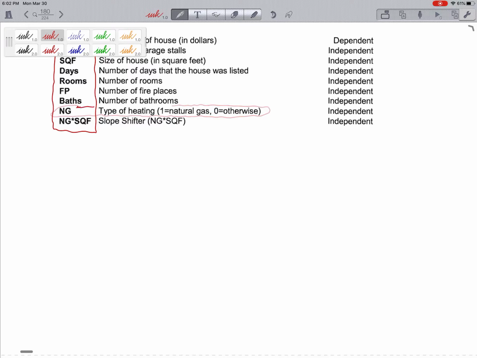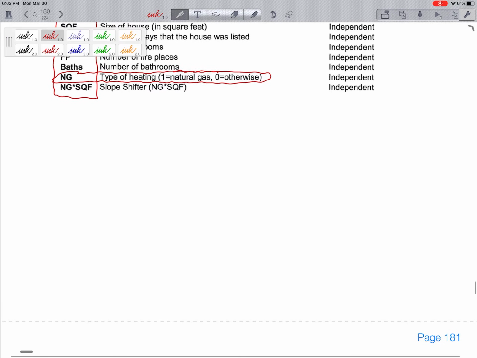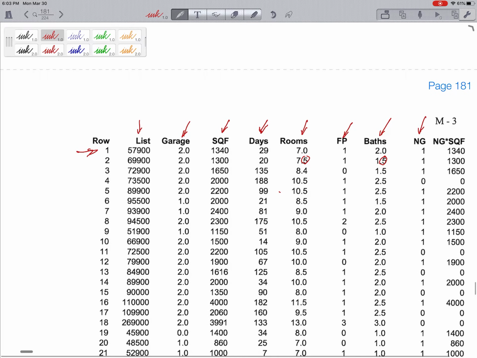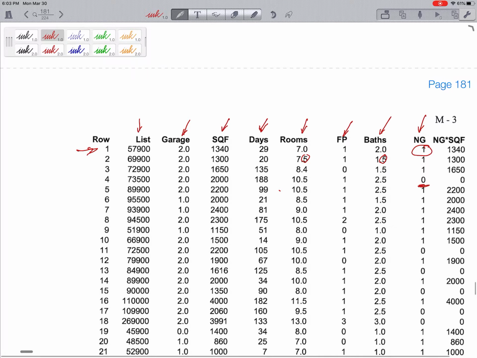It's actually how you handle non-interval scale variables here. So the type of heating is 1 if it's natural gas and 0 otherwise. And we'll talk a little bit later about how you can handle variables that have more than one category. You have to set up a number of dummy variables, but we'll get to that eventually. So in this particular case, this first house, row number 1, is heated by natural gas, but you get down here to the 4th house and it's not.